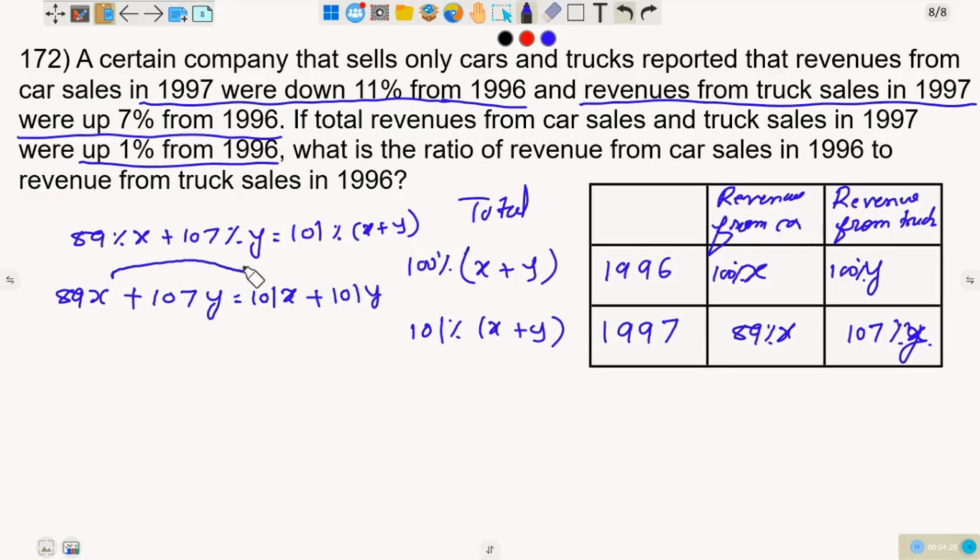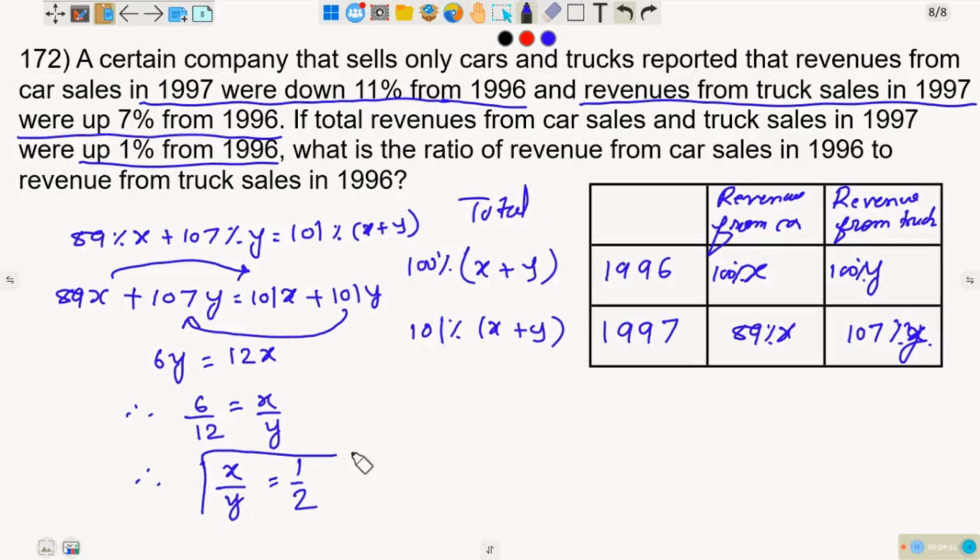Now I am going to move x on the right hand side and y on the left hand side. So 107y minus 101y, that will be just 6y, equal to 101x minus 89x, that will be 12x. So that gives you 6 divided by 12 is equal to x divided by y, and hence the ratio of x upon y is 1 upon 2. This is the ratio. What was x? The revenue from the cars in 1996, and what is y? Revenue from the trucks in 1996, and the ratio is 1:2.